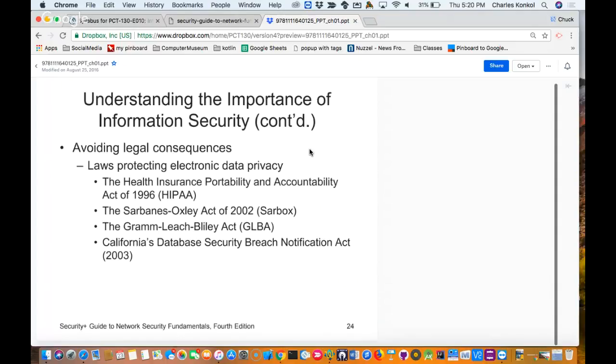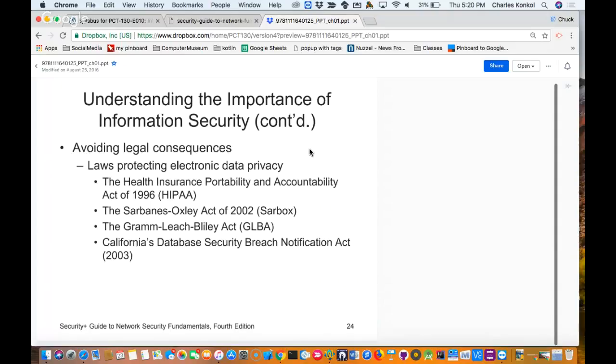Sarbanes-Oxley, 2002. I just went through a Sarbanes-Oxley audit. Three books this big. Took six months. Everything from technical stuff to HR stuff, and it was really boring. But Sarbanes-Oxley is usually for public companies, which have to go through this every year to make sure everything's in order, which is a good thing because it's a publicly owned company.